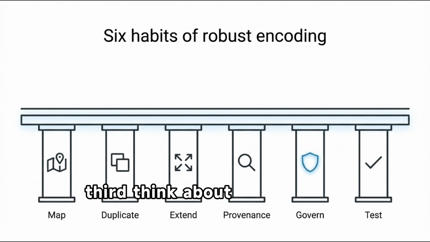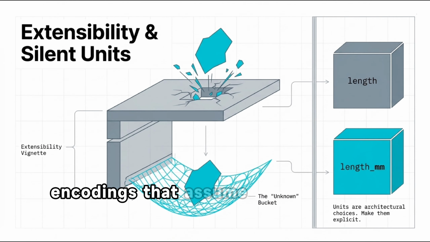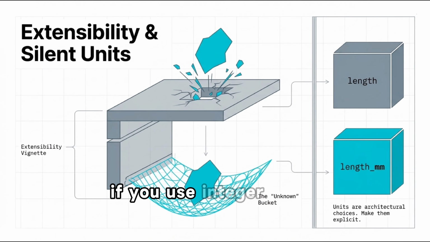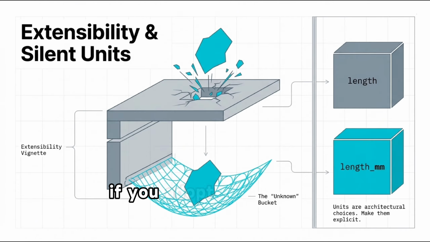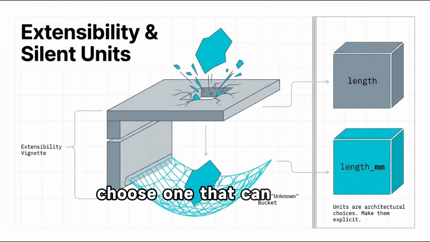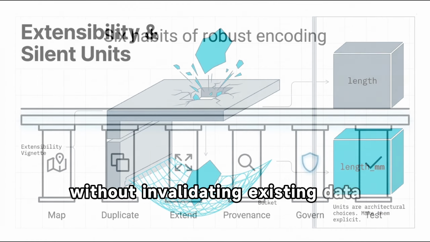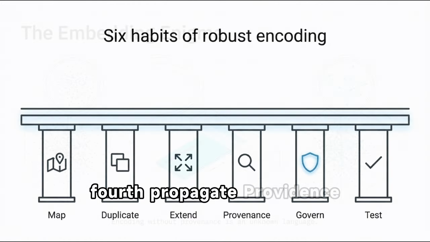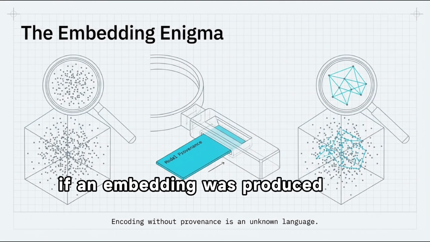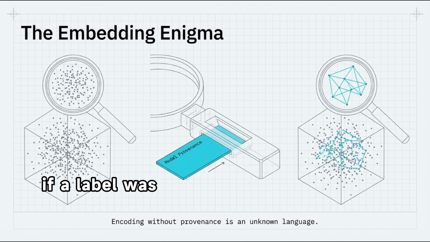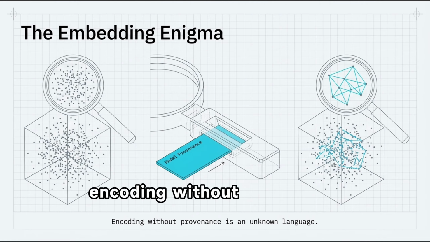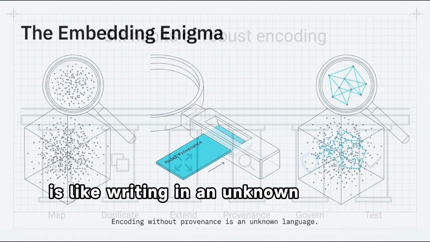Third, think about extensibility. Encodings that assume a closed world break when new categories appear. If you use integer codes, plan for an unknown or overflow bucket. If you adopt an ontology, choose one that can evolve without invalidating existing data. Fourth, propagate provenance. If an embedding was produced by a model, store the model version alongside the vector. If a label was assigned by a human or a heuristic, record that too. Encoding without provenance is like writing in an unknown language.